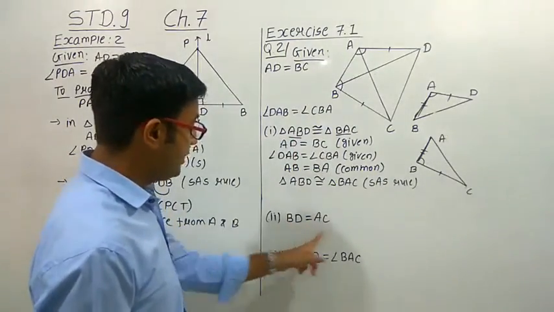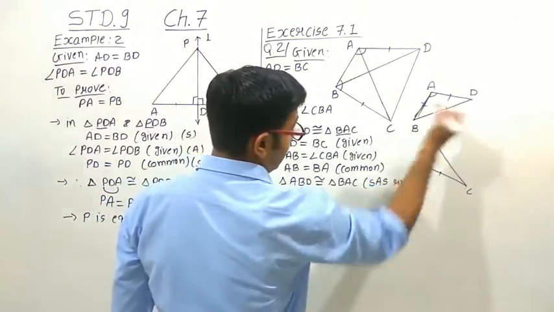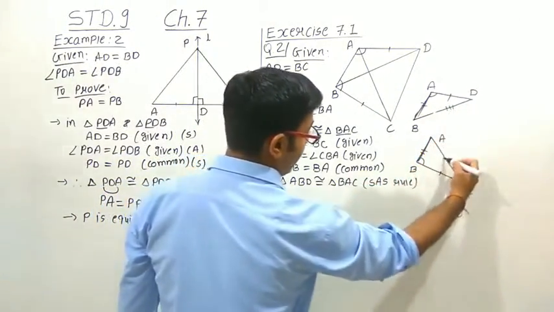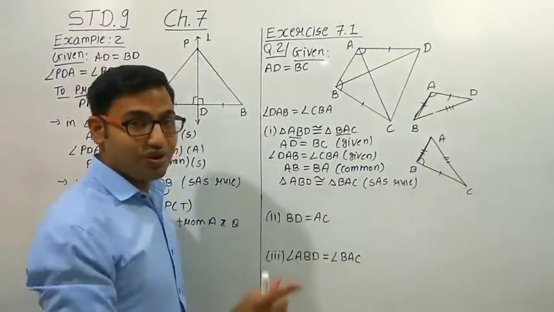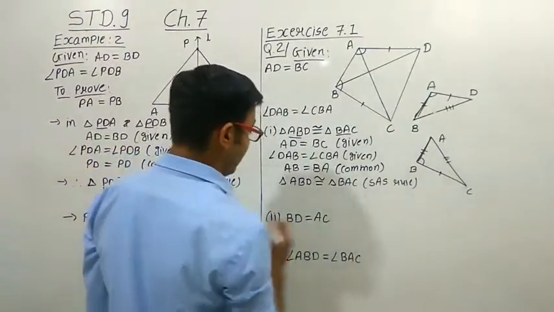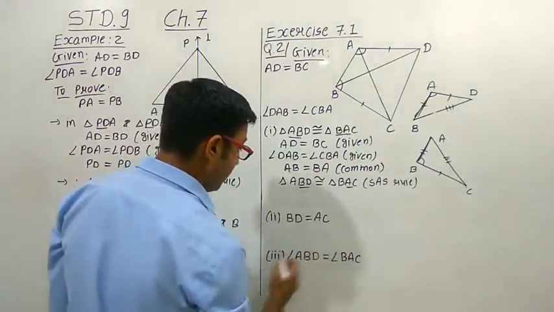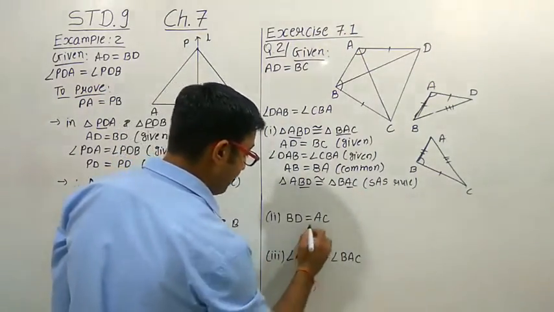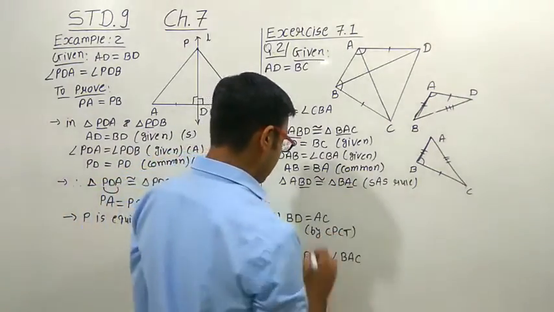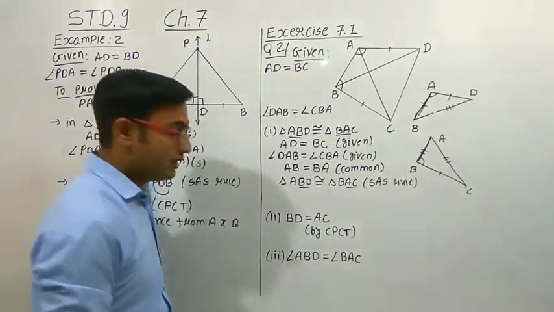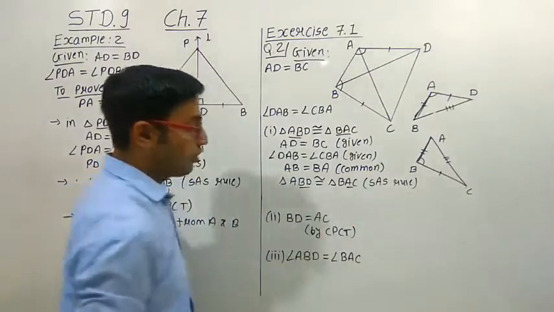The second thing we have to prove is BD and AC. Now what can we say about BD and AC? This side BD and this side AC. If two triangles are congruent, their corresponding parts are equal. So obviously the BD side and AC side will become equal. We can write down that BD is equal to AC by CPCT. Because we already proved here that both the triangles are congruent.